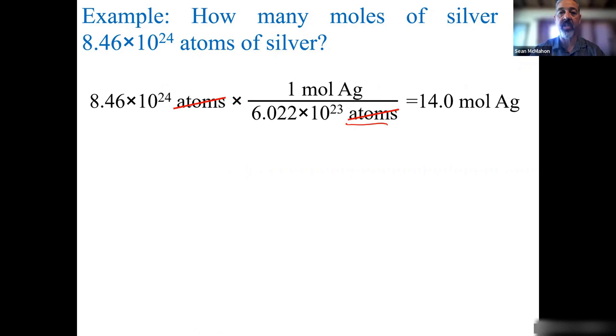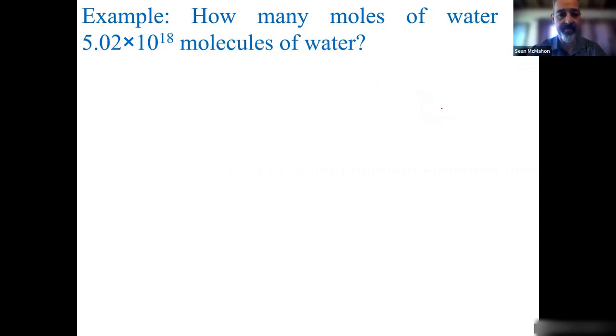I'm left with 14 moles of silver. I have 3 sig figs here, so I have 3 sig figs here. And I have a trailing 0 after a decimal, so that counts.